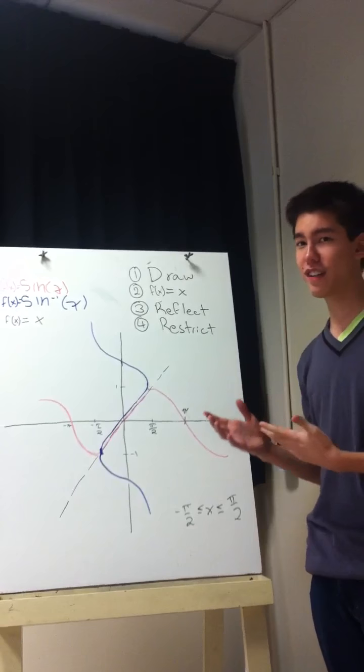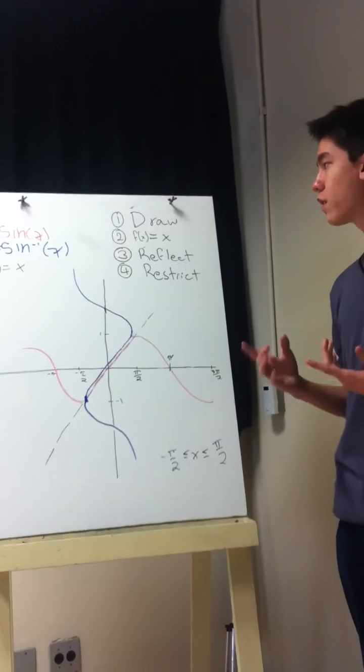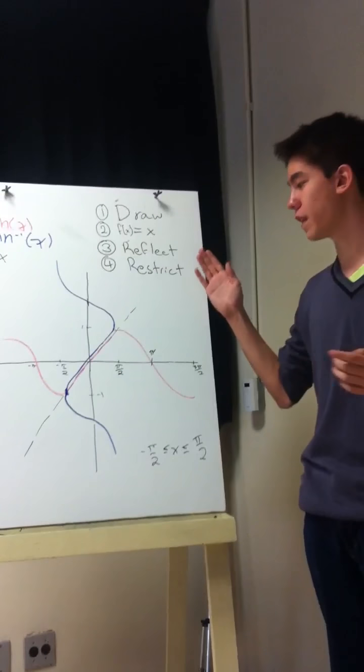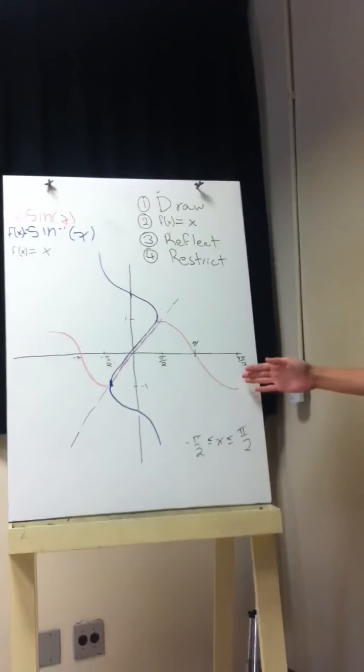However, there's an easier, more awesome, and more fun way to do it through graphing. And there are 4 steps to this. The first of which is drawing the original function. So we take f of x equals sine of x and we put it on a graph. We draw it. It's the red line here.